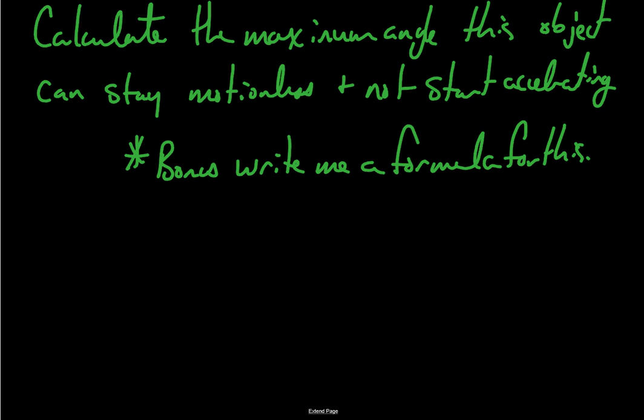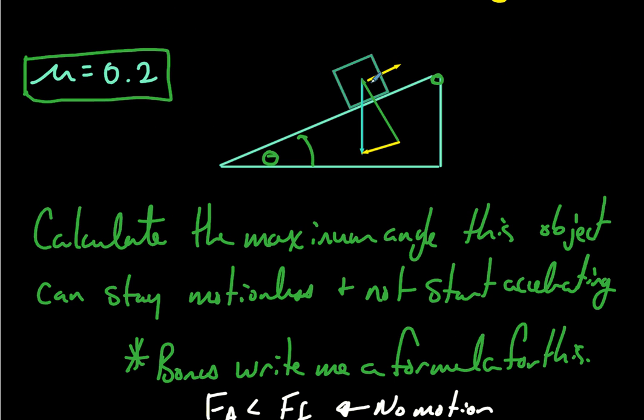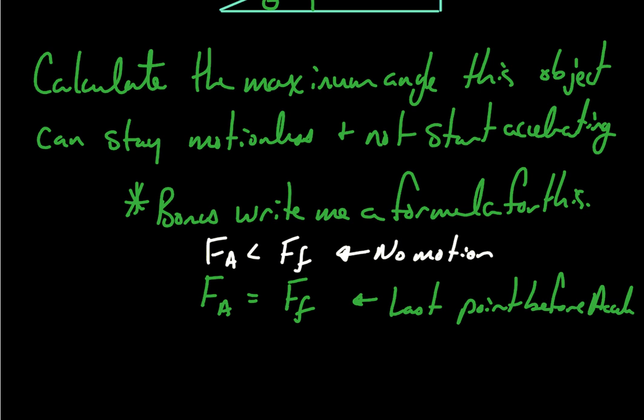Okay, so how we're going to lay this out is essentially you have this scenario. When FA is equal to FF, this is the last scenario, the last point before acceleration. So what do I mean by that? Well, if FA was smaller than the FF, no motion allowed, right? No motion. Can't move. Friction cannot cause motion. So if friction is bigger than FA, there's no motion allowed, right? This is the last point before motion can happen.